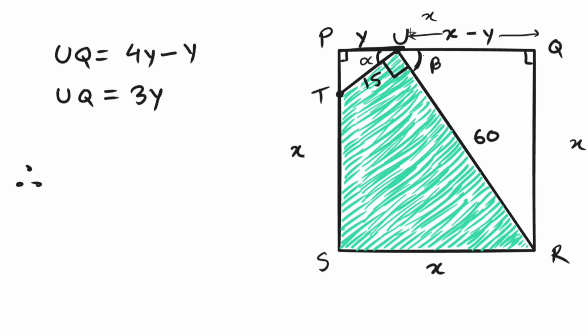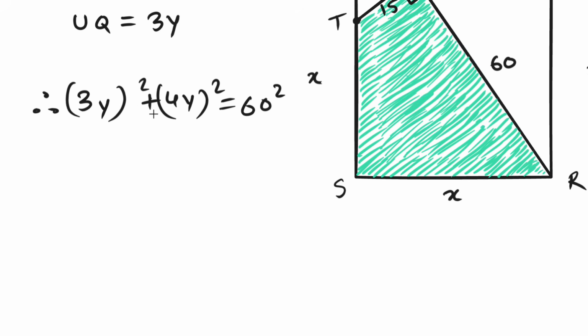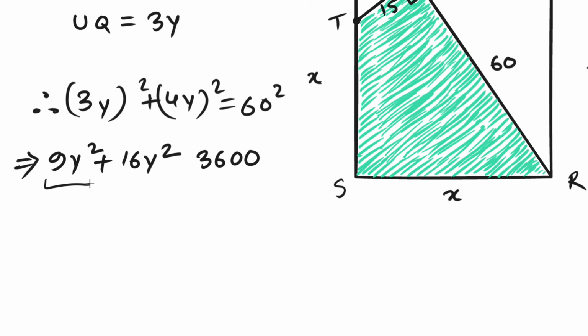So for triangle UQR, we write (3y) squared plus (4y) squared equals 60 squared. Now simplify each part. (3y) squared becomes 9y squared, and (4y) squared becomes 16y squared. 60 squared is 3,600. Therefore, we have 9y squared plus 16y squared equals 3,600. Combine the like terms on the left. 9 plus 16 is 25, so we get 25y squared equals 3,600.